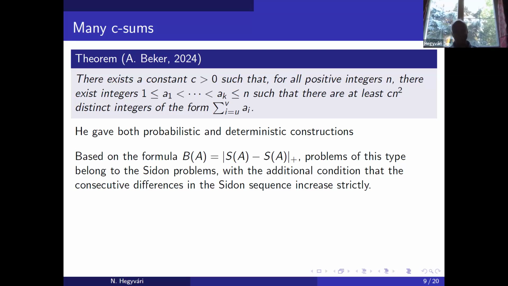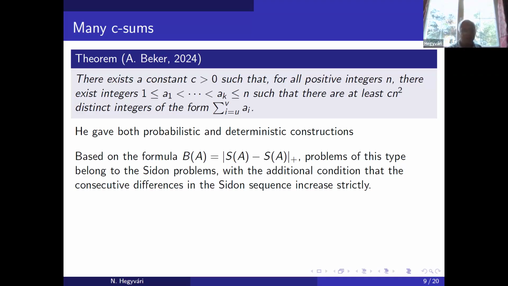So he constructs k many elements, an increasing sequence of integers between 1 and n, such that there are at least constant times n squared distinct integers of the form of consecutive sums. So this is the maximum, no more is expected. Interestingly, he gave both probabilistic and deterministic constructions as well.